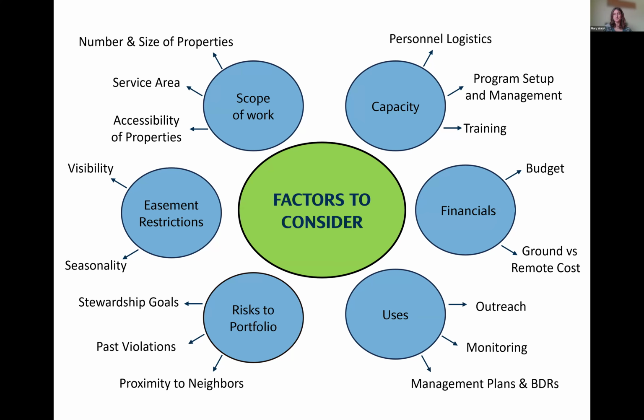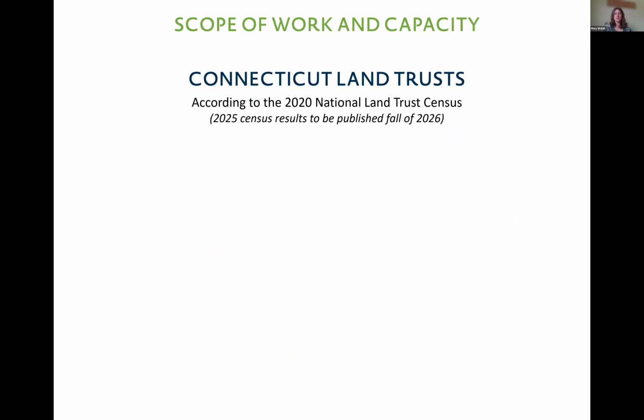All right, so just to give you an idea of Connecticut land trusts, this is according to the 2020 National Land Trust Census. They recently did another census, and we'll see the results of that in 2026. So I want to note that these are old numbers and they will be higher probably now. So there are 107 land trusts in Connecticut.